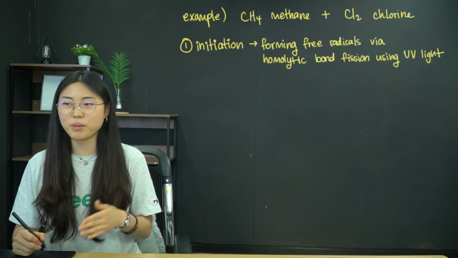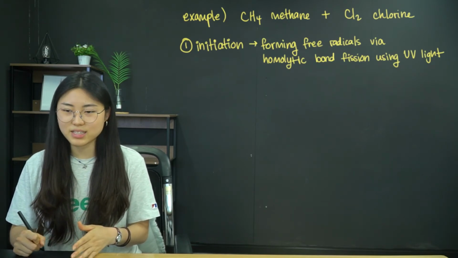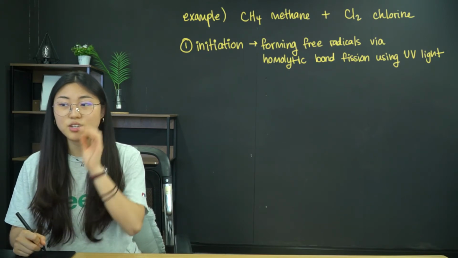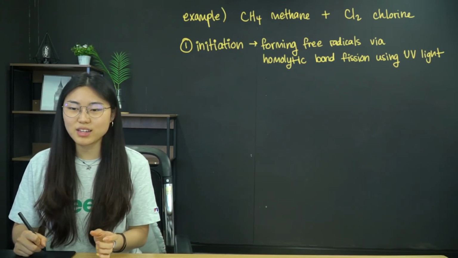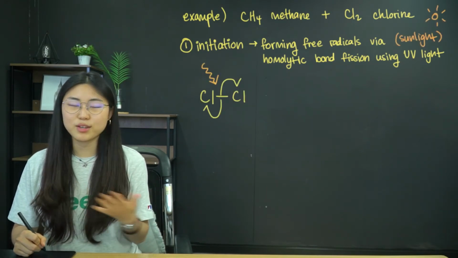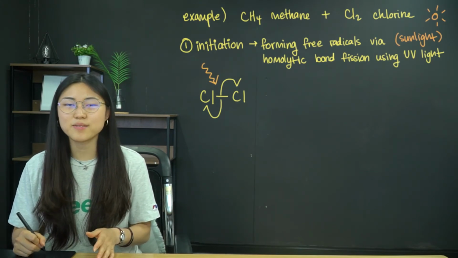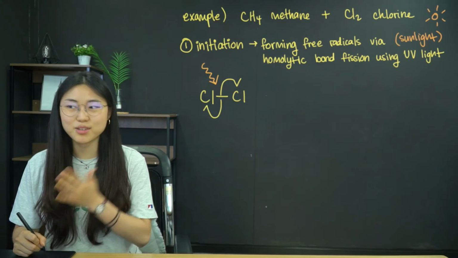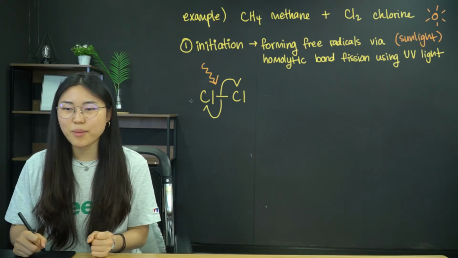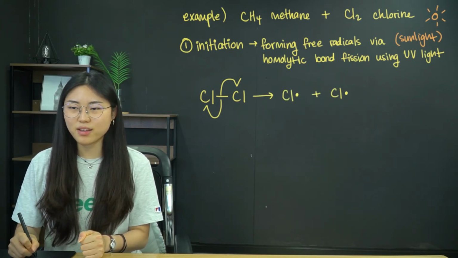Initiation is basically forming free radicals via homolytic bond fission using UV light. Free radicals, homolytic bond fission, UV light, these are very important words. Remember, UV light, you can just say sunlight, because sunlight has all the waves of the electromagnetic spectrum, so obviously it has UV light. And when UV light hits my chlorine molecule, it's going to break that bond like this.